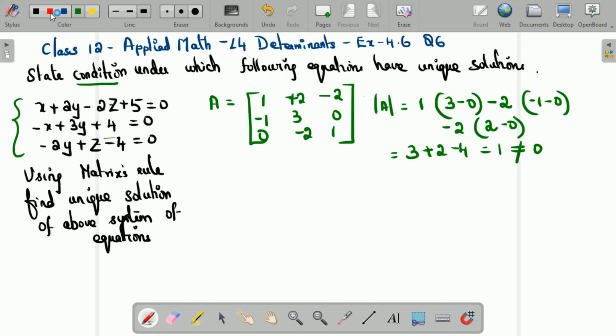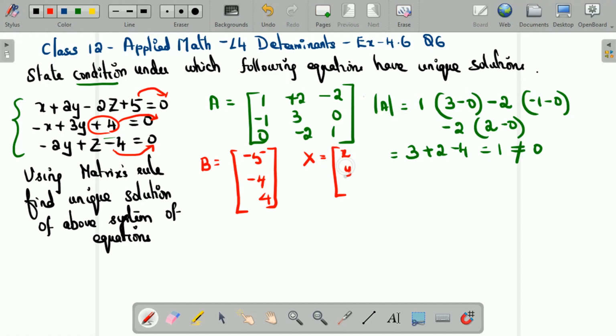Now let's move on to the next part. They're saying using matrix rule, find the unique solution of the above system of equations. So what is the logic for that? First let's write out the B matrix, which is nothing but the constant matrix. And remember, the constants have to be on the RHS of the equation. Since they are on this side, let's move them. So this plus 5, when it goes to the other side, is minus 5. This plus 4 becomes minus 4. There is a minus 4 here, so when it goes there, it becomes plus 4. So this will be the B matrix, and the variable matrix will be called X. You have three variables here, so X is x, y, and z.